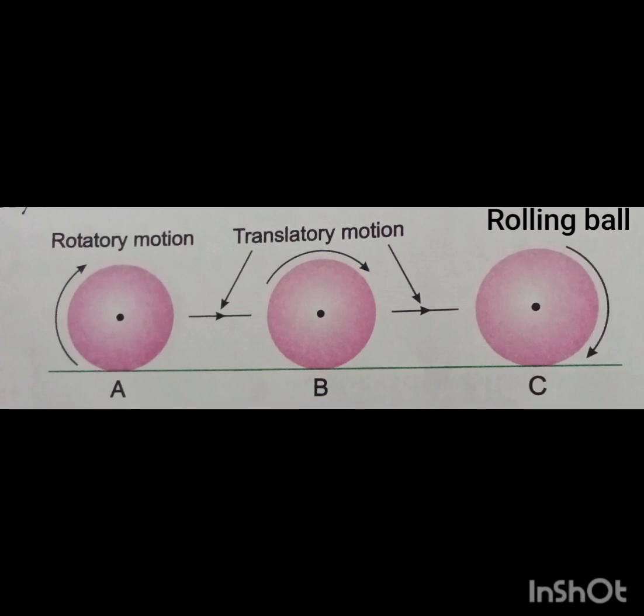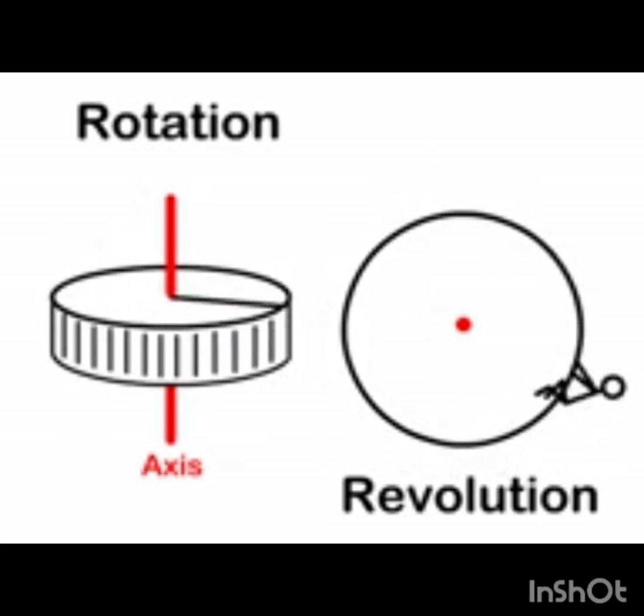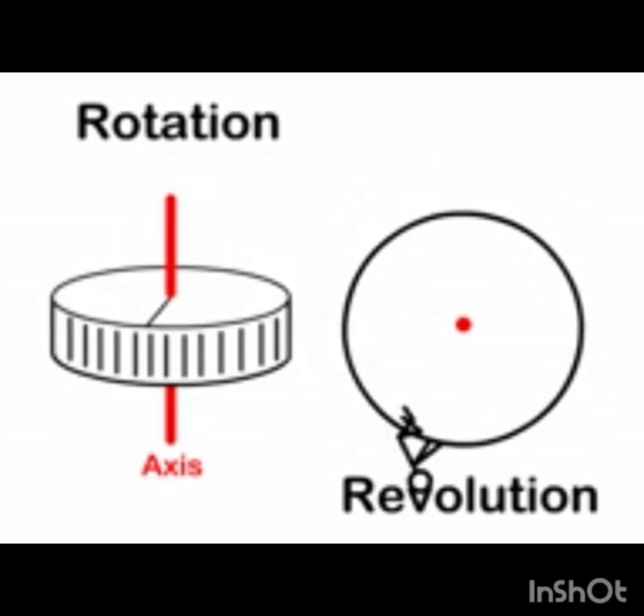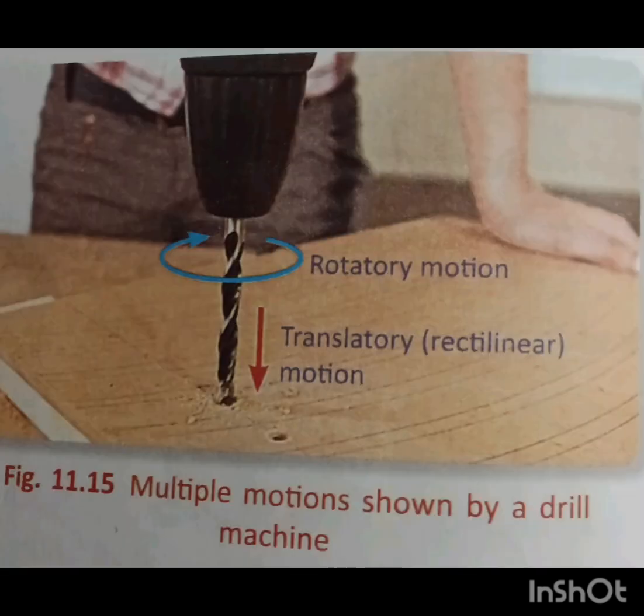When the ball moves from position A toward position B, it is in translatory motion. At the same time, it is also rolling about its center point axis, which shows that it is in rotatory motion too. Some other examples of multiple motions are the motion of the earth on its axis, rotatory motion, and around the sun, revolutionary motion. A drill machine, while in use, has both translatory, meaning rectilinear, as well as rotatory motion.